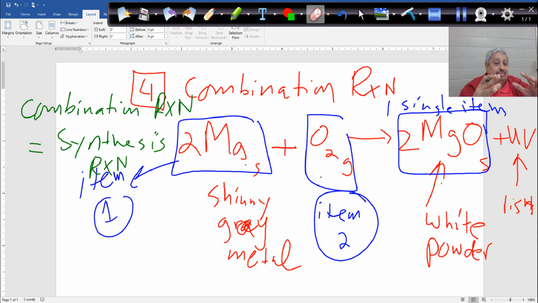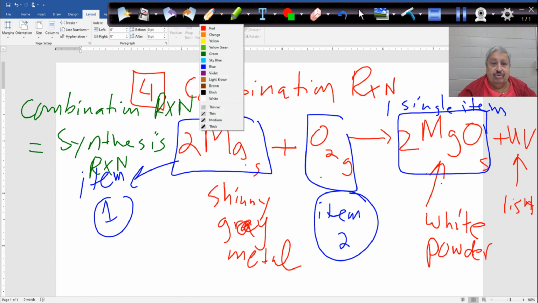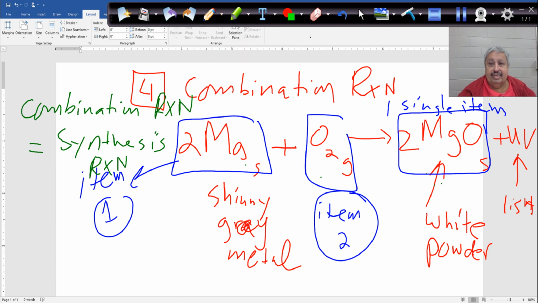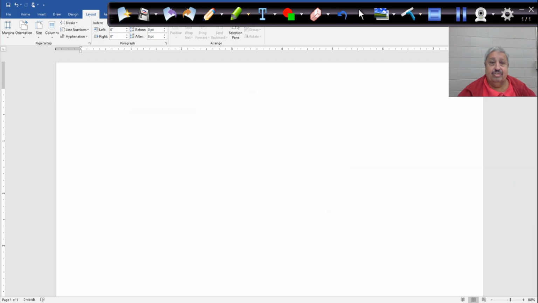Now, if we have a combination, can we have the opposite of combination? I'm combining 2 or more, or 3 or 4 items or chemicals, pushing them together, and I get one single compound. That's combining or synthesis, making a new compound. Can I take this one single compound back to its original? Yes, and this is called number 5, decomposition reaction. So if I can combine, I can decompose. The opposite of synthesis or combination is called decomposition.